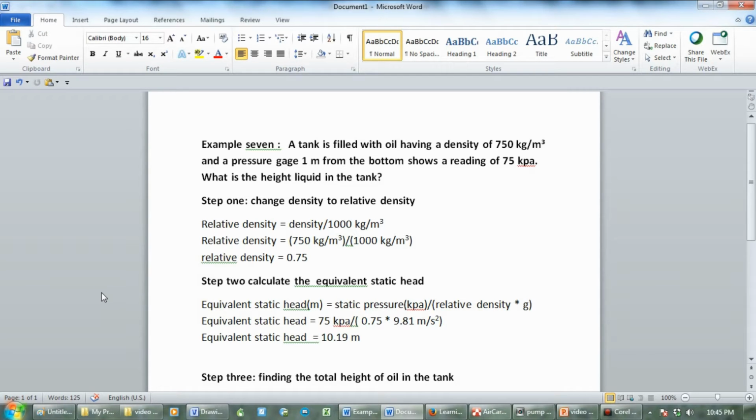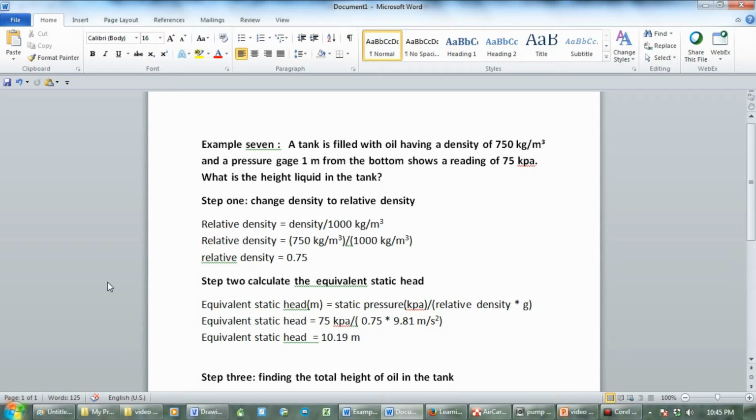Step 1, change density to relative density. Relative density equals density divided by 1,000 kilograms per cubic meter. Relative density equals 750 kilograms per cubic meter divided by 1,000 kilograms per cubic meter. Relative density equals 0.75. Step 2. Calculate the equivalent static head.